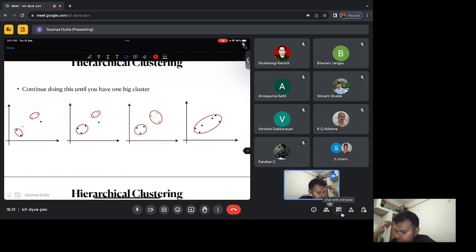Now you continue doing so until you have got one big cluster. Suppose the first 2 points were here, then I will come to the point about how to decide on the distance between a point and a cluster. I'll come to that. Just a minute.